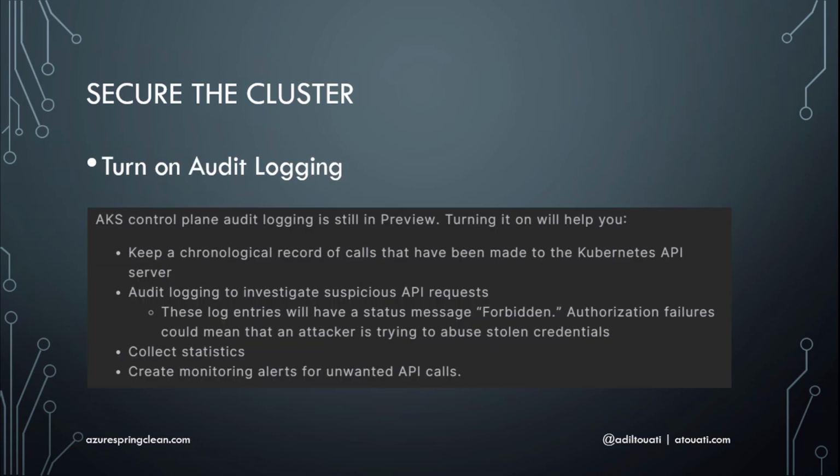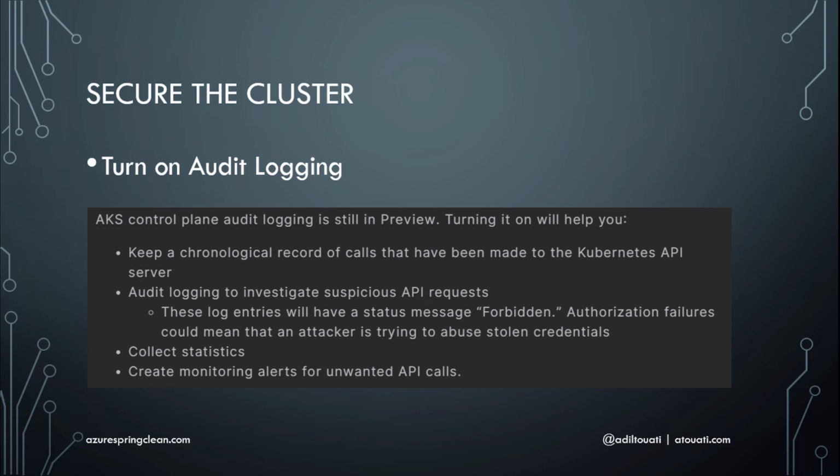It is highly recommended that you turn on audit logging. AKS control plane audit logging is still in preview. However, you can turn it on to help you keep a chronological record of calls that have been made to the Kubernetes API server, and use audit logging to investigate suspicious API requests.